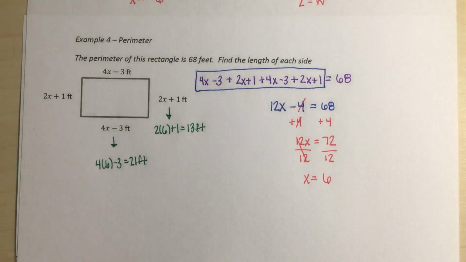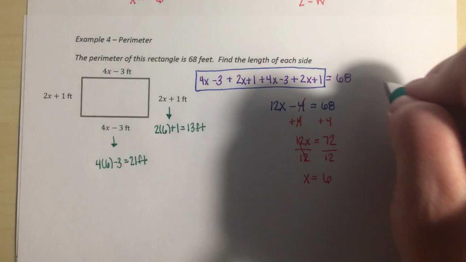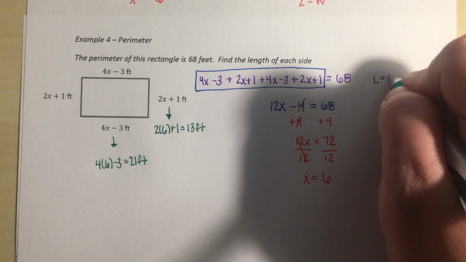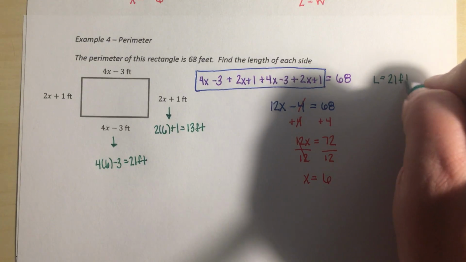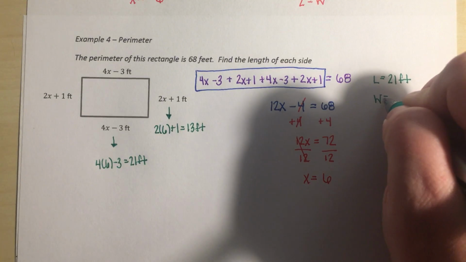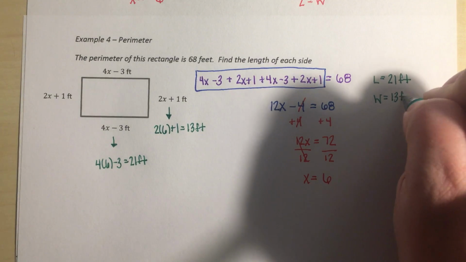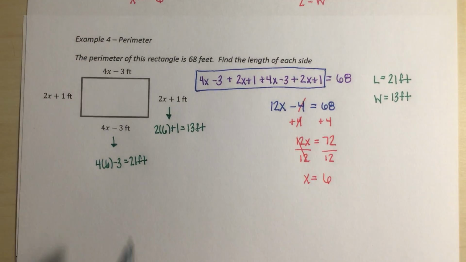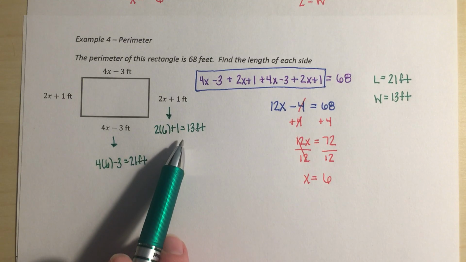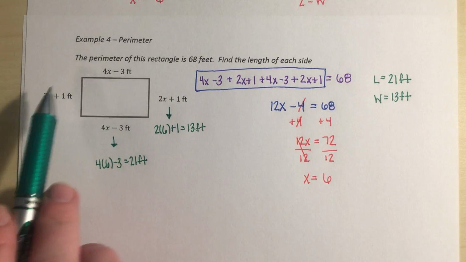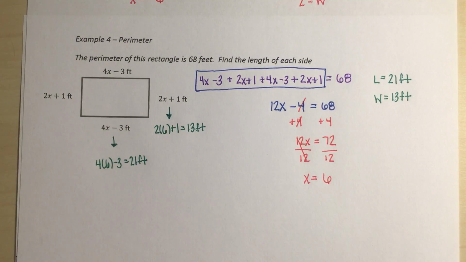So if we want to write out our answers like we did last time, because we're asked to find the length of each side, we're going to say our length is 21 feet, and our width is 13 feet. Again, if we went through and added 21 plus 13, another 21 for the top, and another 13 for the other side, we would get our total of 68.